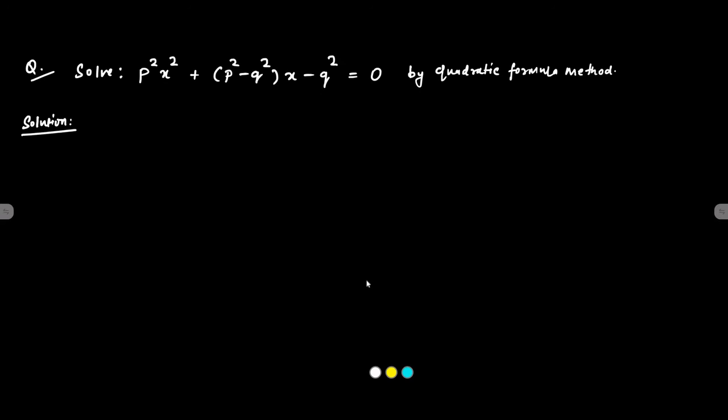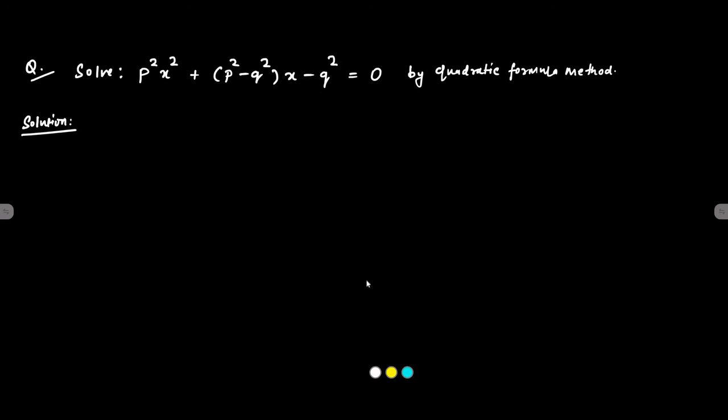So here is another question on solving quadratic equations through the quadratic formula method. So here the equation is given. Solve p square x square plus p square minus q square x minus q square is equal to 0. So here p and q are real numbers. So here it is slightly different.